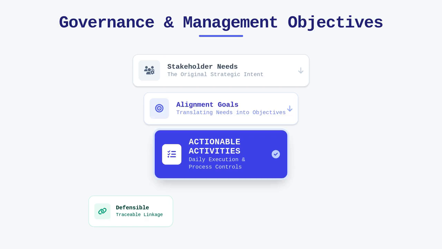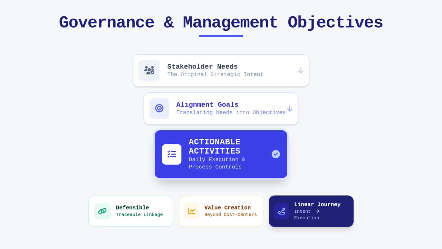When a developer or an IT manager justifies why a specific process control is necessary, they're not citing a vendor recommendation, but a direct requirement flowing from the strategic goals cascade. This traceability is exactly what allows us to move from a cost center mentality to a value creation framework. It is a linear journey from intent to execution.